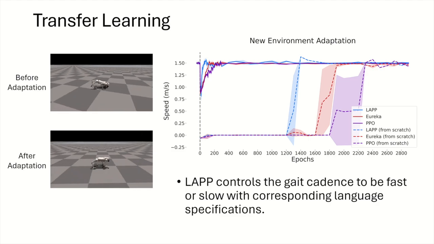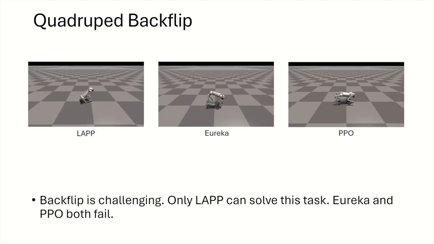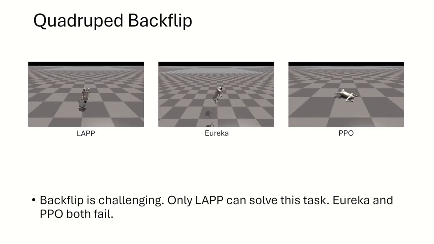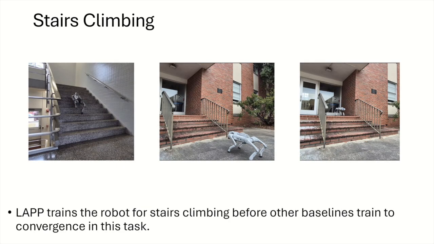In summary, LAPP offers a scalable and generalizable way to teach robots what we want, not through tedious engineering of reward functions, but by expressing our preferences in language. This bridges the gap between natural human intent and effective robotic control, enabling more intuitive and versatile robot learning. For more information, please refer to our paper and project website.